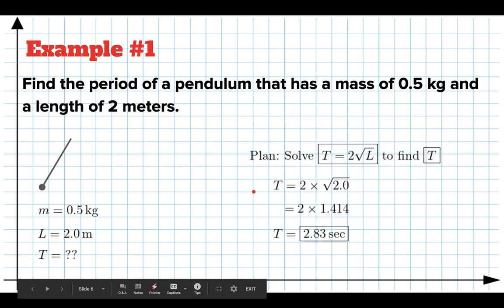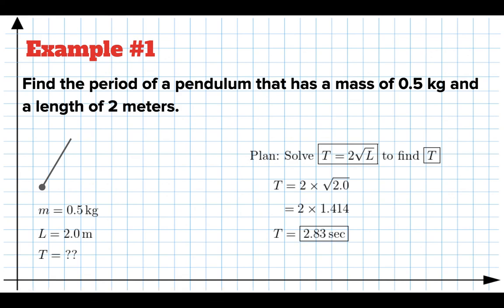So you're going to go back to your online assignments now, and you're going to solve some problems using this equation. The period equals 2 times the square root of the length.